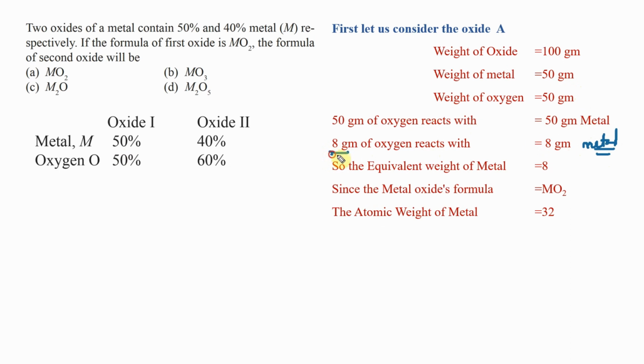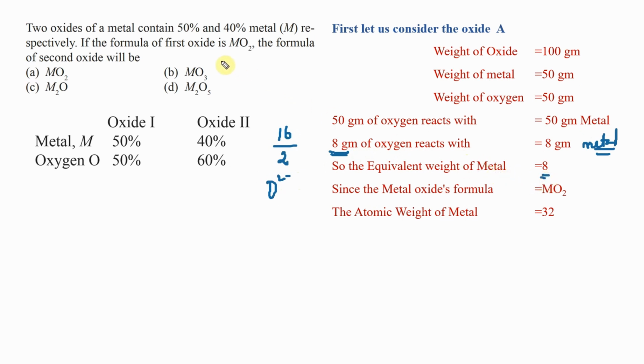Remember, this is the equivalent weight definition that we saw when I taught you equivalent weight. How much of something will combine with 8 grams of oxygen? What is the equivalent weight of oxygen? Atomic mass divided by charge, O2 minus, so 8 grams. So the equivalent weight of the metal is 8. Equivalent weight of metal is 8.